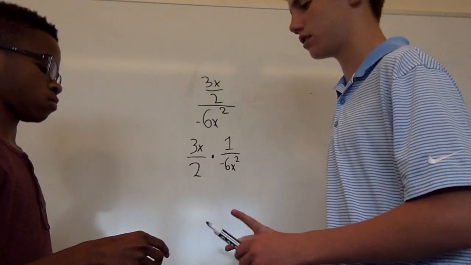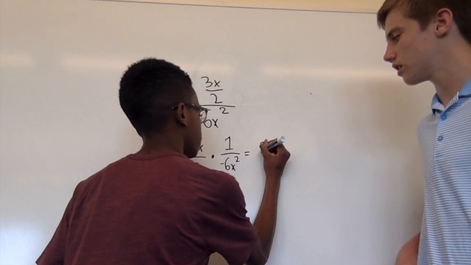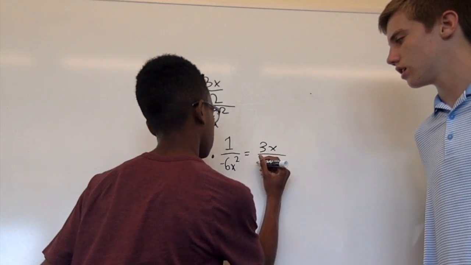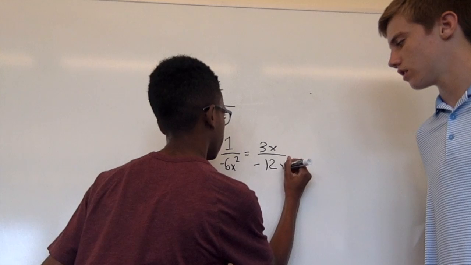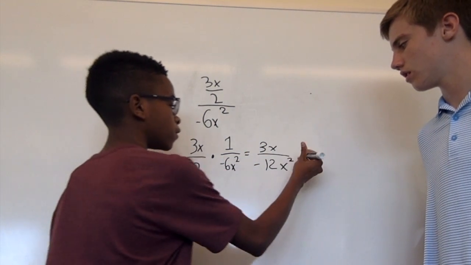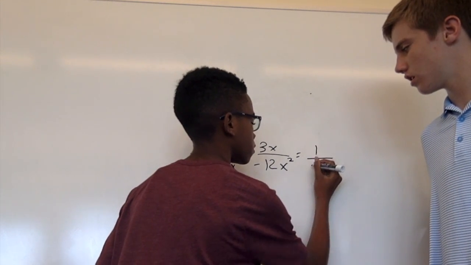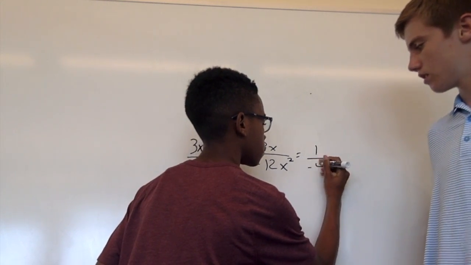Now Rashad is going to finish the problem. And to finish it off, just multiply across. So you get 3x over negative 12x squared. And then you can simplify the two x's and the 3 and the negative 12. So you get 1 over negative 4x.